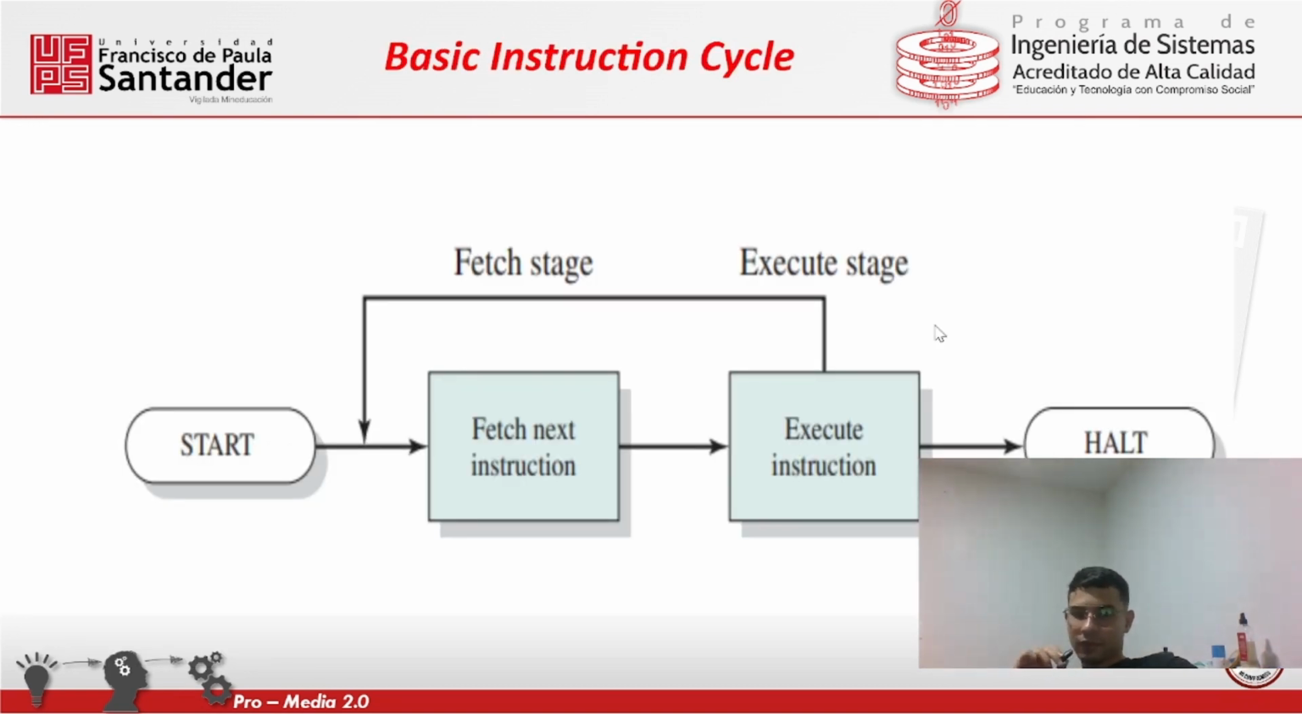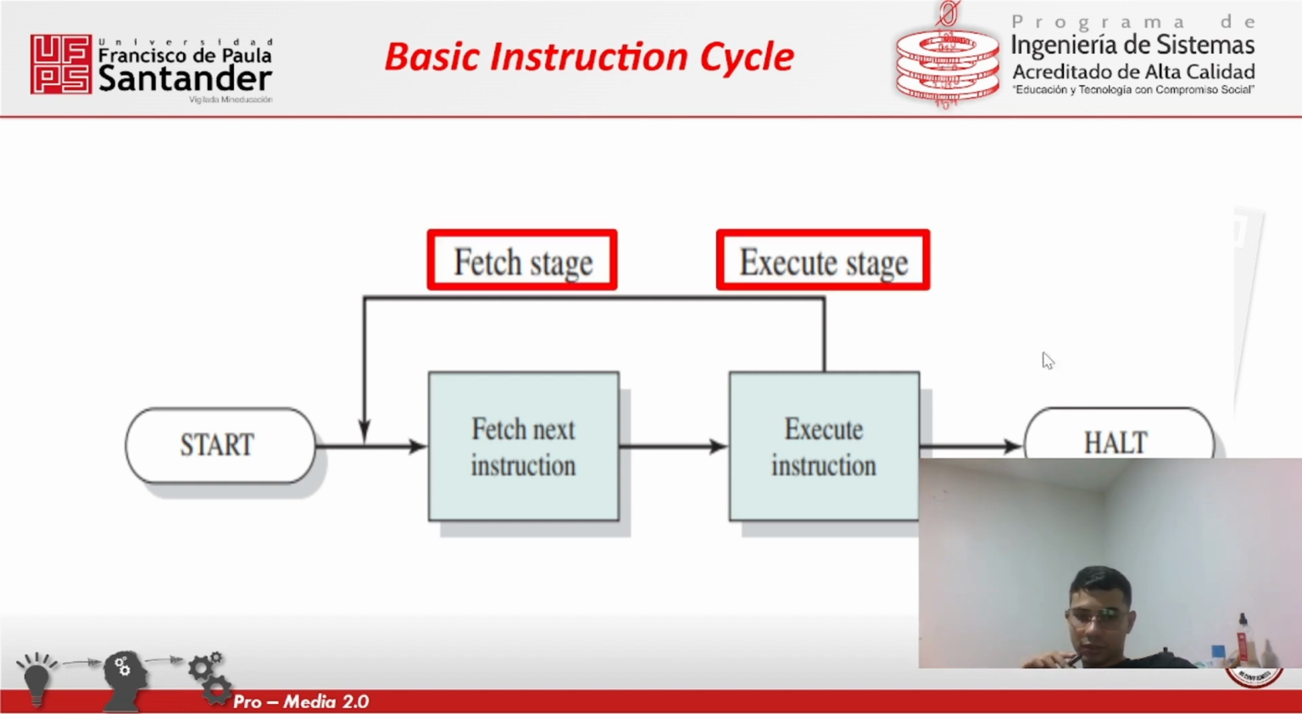Basic instruction cycle. The processing required for a single instruction is called an instruction cycle. It consists of two stages known as the fetch stage and the execute stage. At the beginning of each instruction cycle, the processor retrieves an instruction from memory. Typically, the program counter stores the address of the next instruction to be fetched. Unless otherwise specified, the processor always increments the value of the PC after each instruction fetch to obtain the next instruction in sequence. The retrieved instruction is loaded into the instruction register.